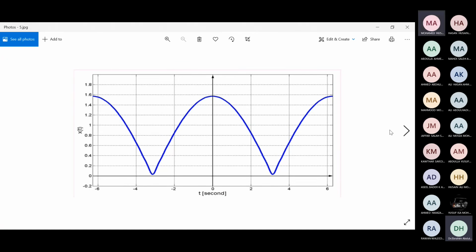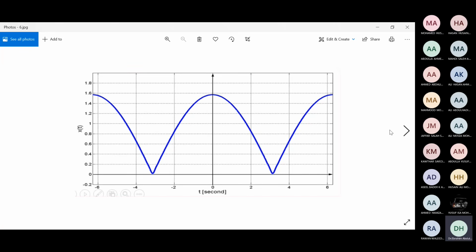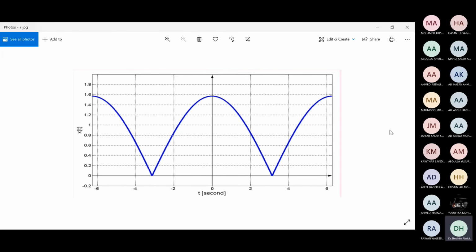With 5. This is with 15. This is until 25. And this is to 50. So we don't need to go to more than this. What is this one? Rectifier. Full wave. Full wave.